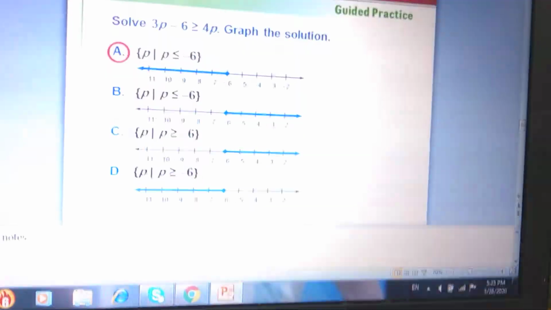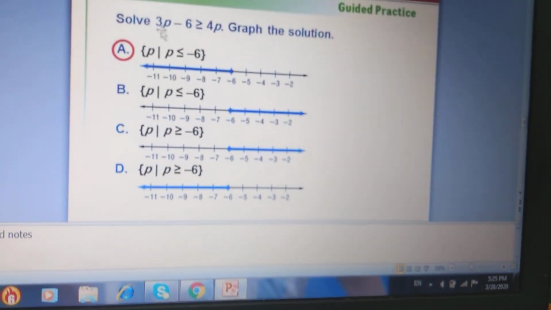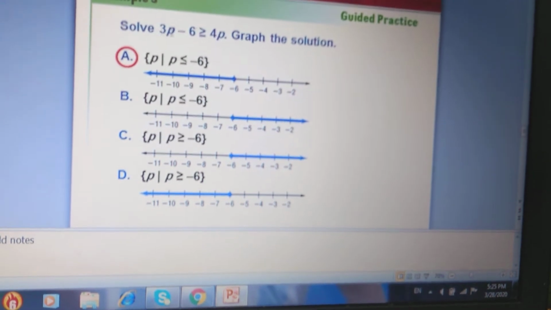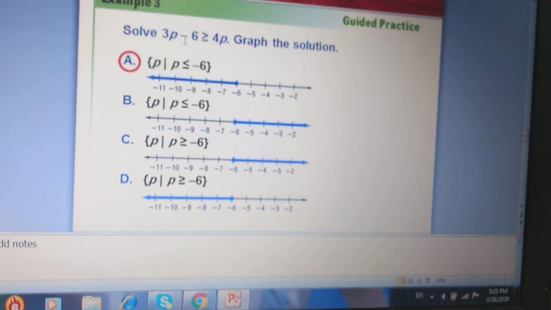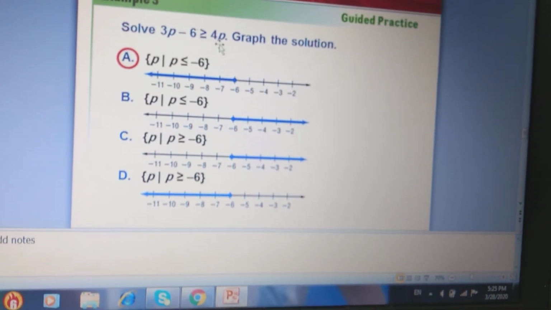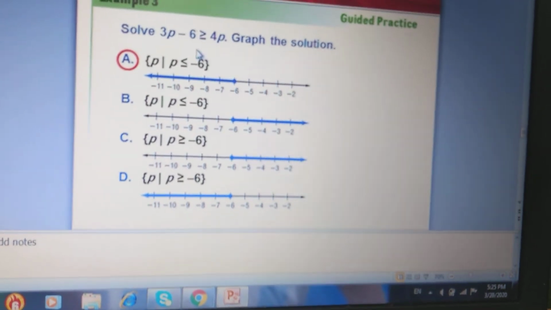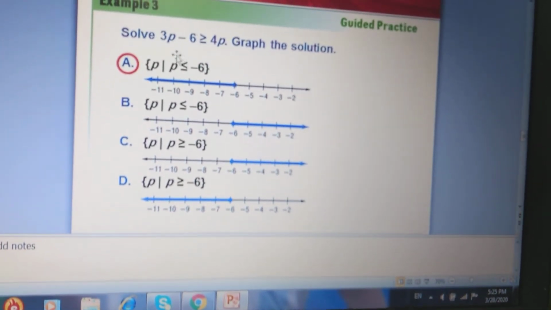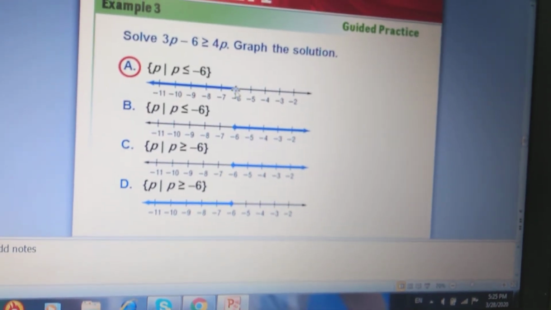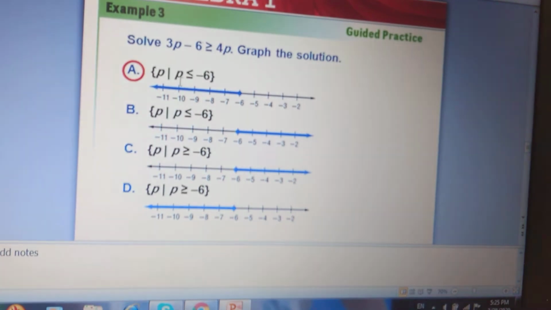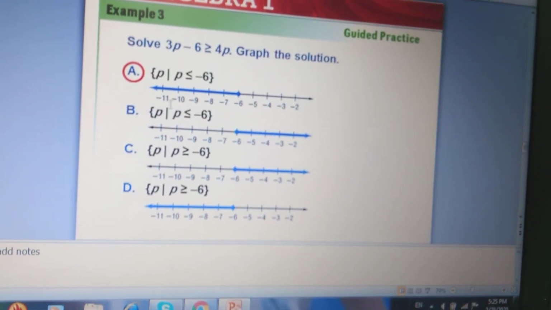Here another example. Also it's the same. 4p, 3p. I get rid of 3p, negative 3p, negative 3p. You will get negative 6 more or equal p. Or you can say p less or equal negative 6, which is this one. Over negative 6, I put a solid circle. And I read from the variable p less or equal. I said less or equal, this means the arrow must go to the left.